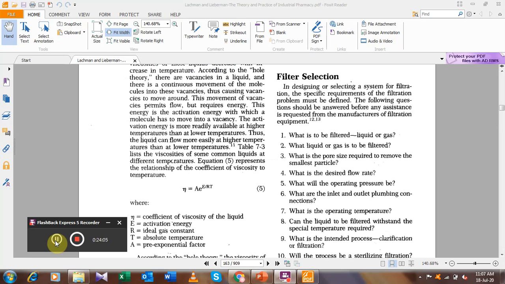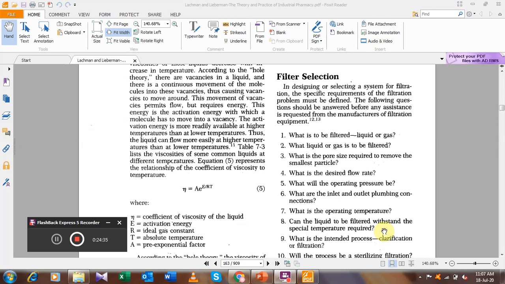You can see the filter selection. There are different criteria for filter selection, and different factors should be considered. What is to be filtered, liquid or gas? What liquid or gas is to be filtered? What is the pore size required to remove the smallest particle? What is the desired flow rate? What will be the operating pressure? And what are the inlet and outlet plumbing connections?